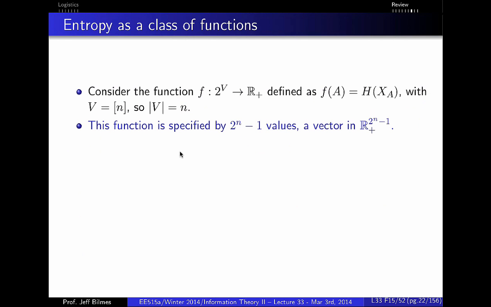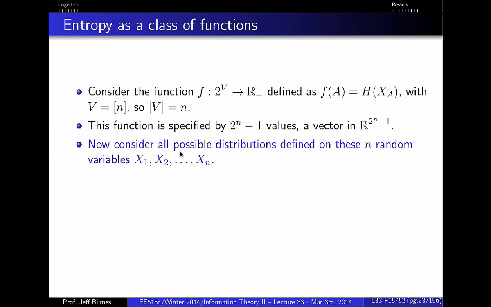Because if the set of random variables are all independent, you can also specify it with only n values. You don't need 2 to the n minus 1. But certainly you could sum together all subsets of the random variables and get a vector of length 2 to the n minus 1. On the other hand, if there's no independence, if all variables are dependent on everything else, then most generally you can specify the entropy function as a vector of 2 to the n minus 1 values, right?